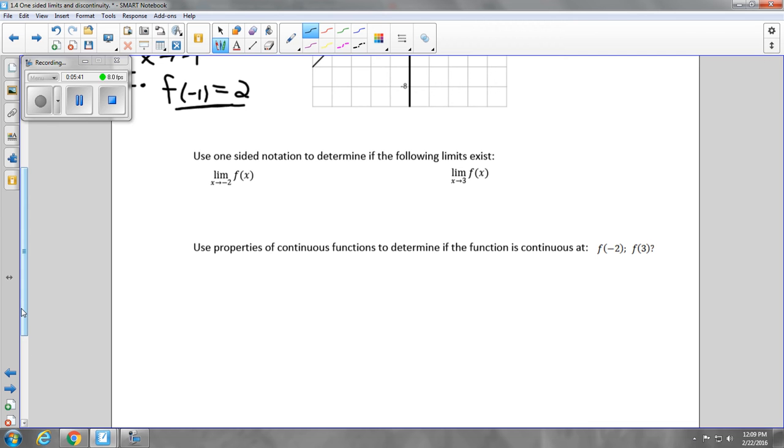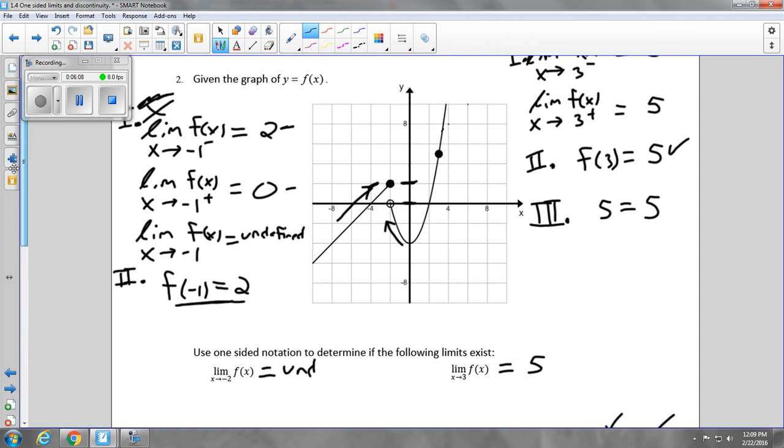So this next part down here, this is really just what we did up there. This is undefined. I'm just going to say UND. The limit of this is equal to 5. And we did this last part too. So this is what we did up top. So use the properties of continuous functions. The first one is not continuous. This one is continuous for the reasons we did up here.